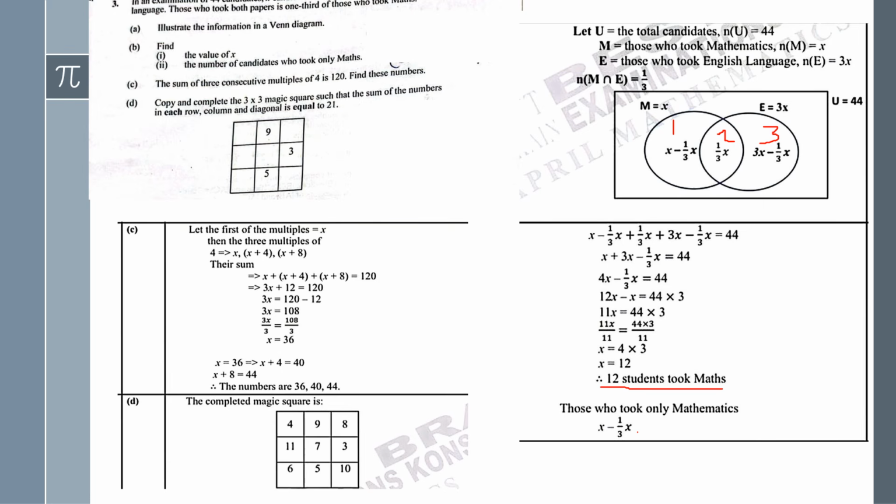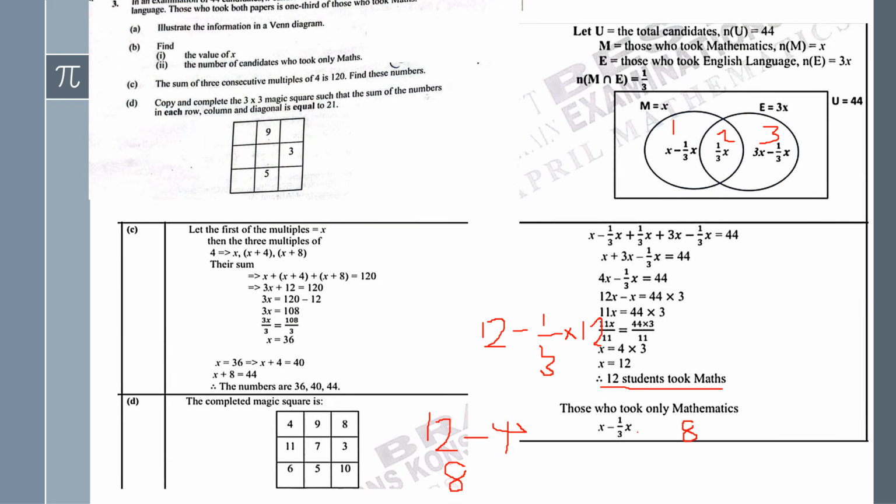So if x is 12, let's indicate your 12 minus 1/3 of x, which is also still 12. So 1/3 of 12 is when you break this 12 into 3, you get 4. So 1/3 of 12 is 4. So you have 12 minus 4, and 12 minus 4 will give you 8. So those who took only maths is 8.